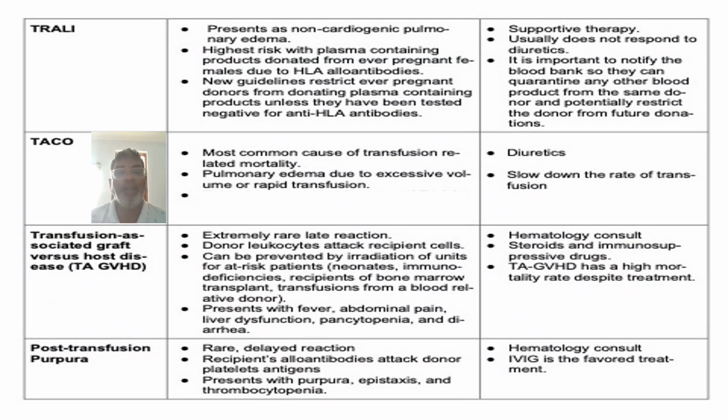As I said earlier, TRALI presents as non-cardiogenic pulmonary edema, and there is highest risk with plasma-containing products donated from ever-pregnant females due to HLA alloantibodies. New guidelines will restrict ever-pregnant donors from donating plasma-containing products unless they have tested negative for anti-HLA antibodies. This was the recent update. Treatment will be supportive therapy, and it usually does not respond to diuretics. It is important to notify the blood bank so that they can quarantine any other blood products from the same donor and potentially restrict the donor from future donations.